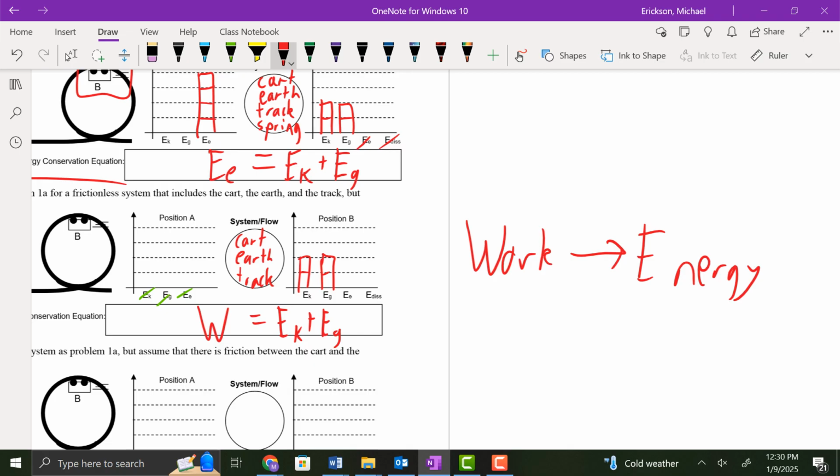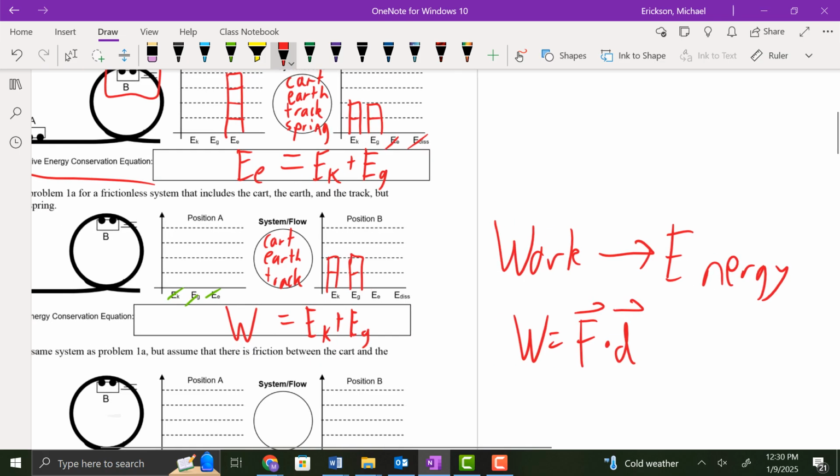So that's energy. Fun fact about work, if you remember energy is scalar and work is energy, then work should also be scalar. So work is equal to force times displacement. Both of them are vectors. A vector times a vector gets you a scalar. So that might be interesting to note.